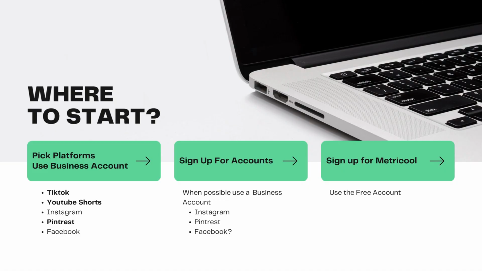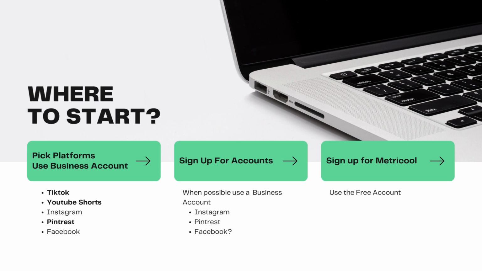So, the big question is where to start, and I find this part overwhelming. Basically, you're going to want to pick the platforms that you want to use, and then sign up for business accounts. For me personally, I'm choosing TikTok, YouTube Shorts, and Pinterest because they have the same video format. They're all going to be in a vertical format, so it'll be easy to post them across different platforms.